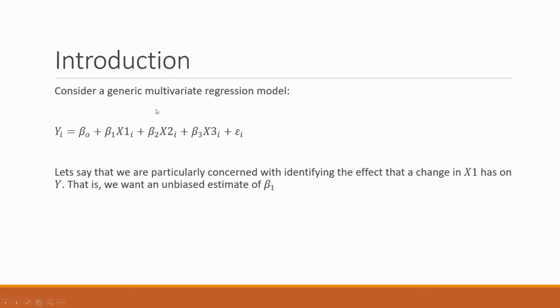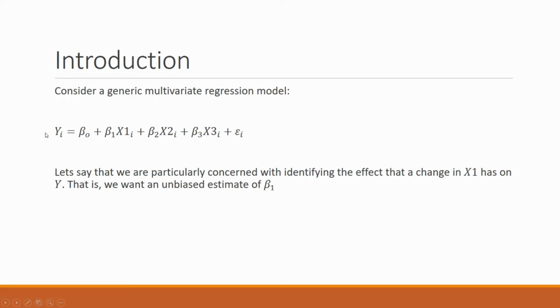Okay, so let me first do a little bit more review of the omitted variable bias problem. Consider a generic multivariate regression model. We see that here. We have our dependent variable y. In this particular example, I have three independent variables, x1, x2, and x3, with their corresponding coefficients.